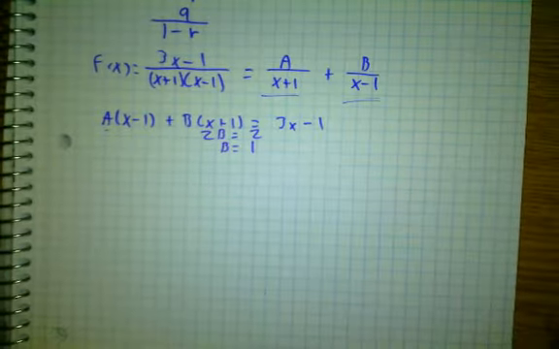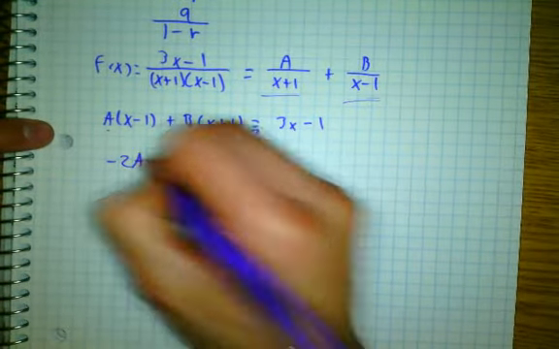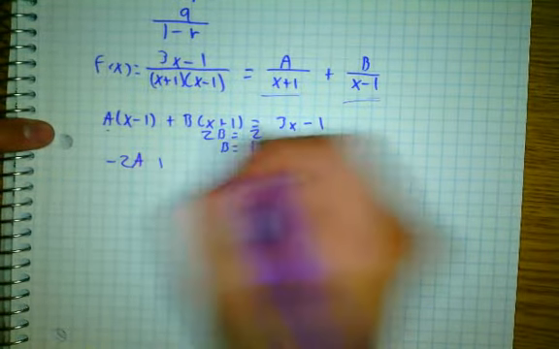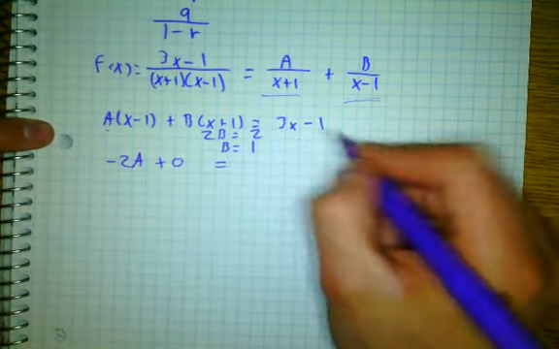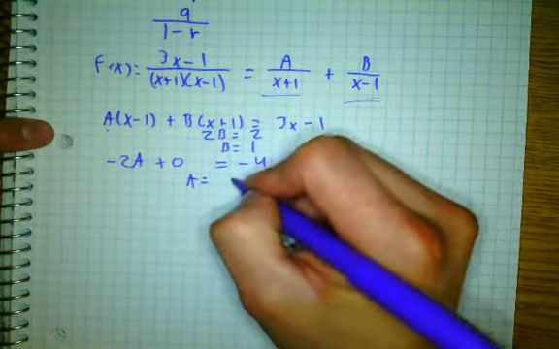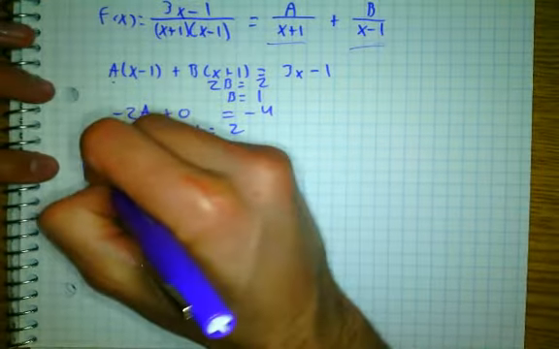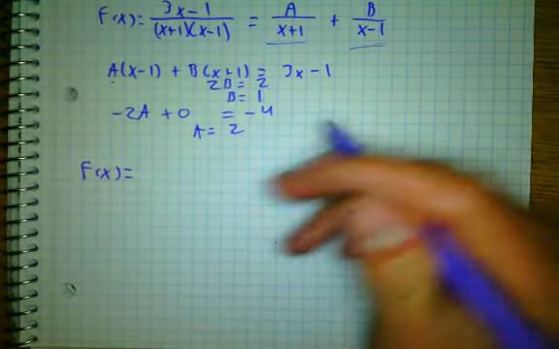If I try negative 1, I get negative 2a. That goes to 0, so plus 0 equals negative 4. Therefore, a is equal to 2. Yes? Therefore, that means that f of x is equal to what? Now in our new decomposed form.